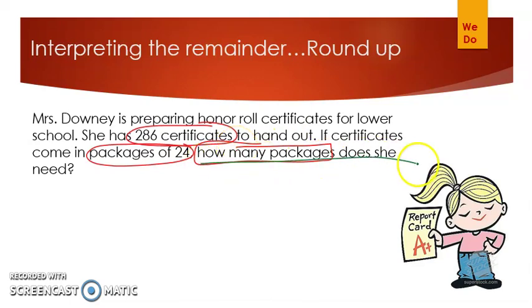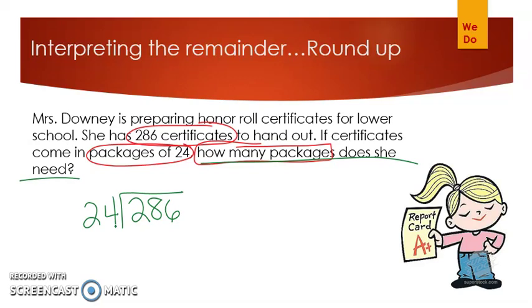Okay, so we need to know how many packages does she need. And obviously, the packages need to be complete. So each of those packages must have 24 certificates. So we're going to start with 286 certificates, and we're going to divide it by the packages that come in 24 each to see how many full packages Mrs. Downey is going to need in order to hand out her honor roll certificate.